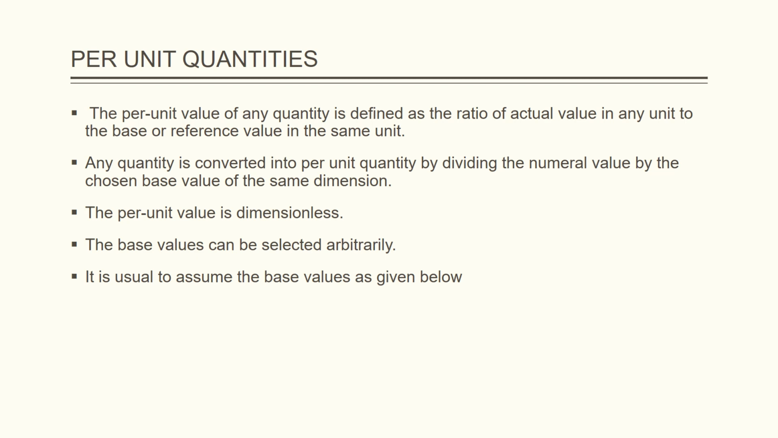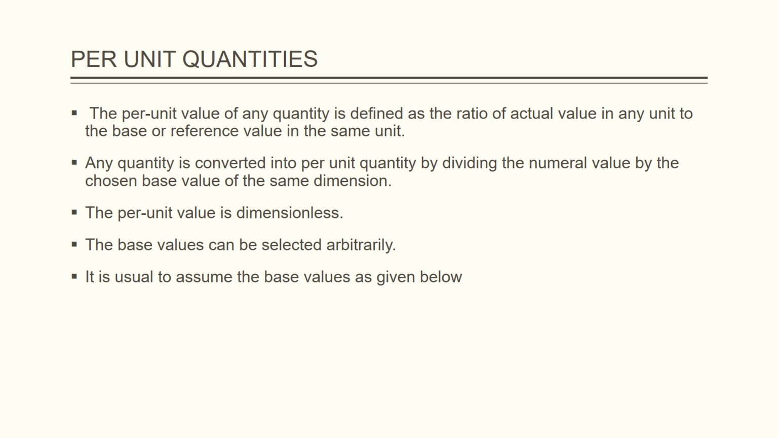First, let us discuss the per unit quantities. The per unit value of any quantity is defined as the ratio of actual value of any quantity to the base value of the same quantity, or the reference value of the same quantity. So once again, let me repeat. The per unit value of any quantity is defined as the ratio of actual value of any quantity to the base value of the same quantity.